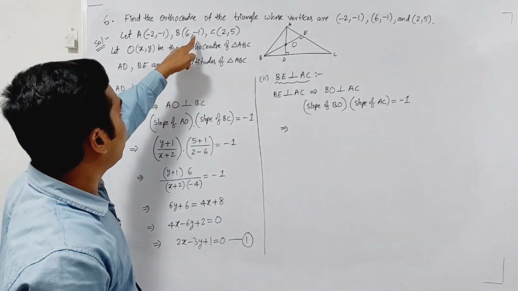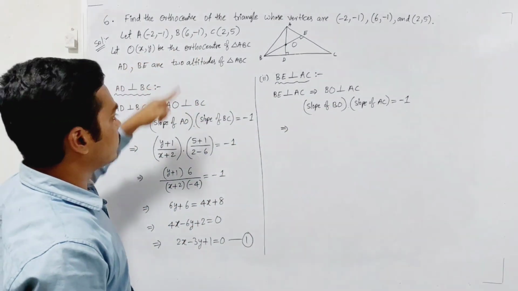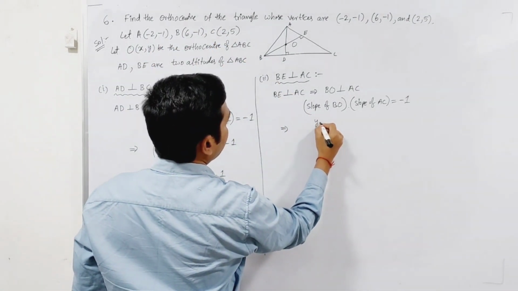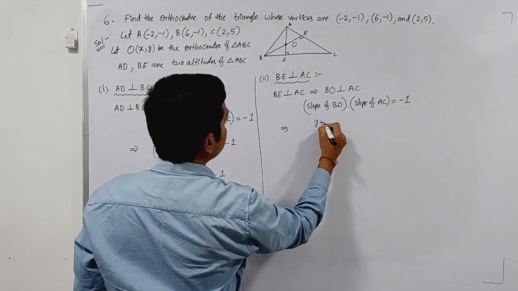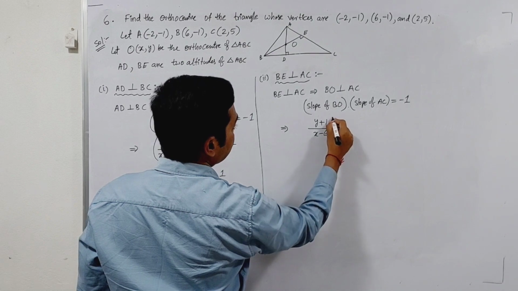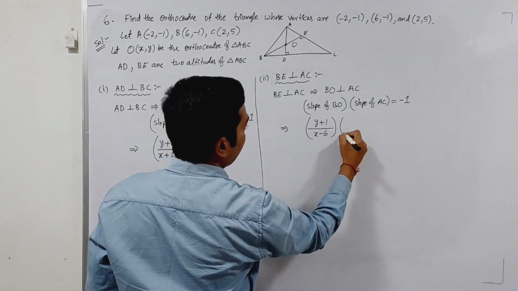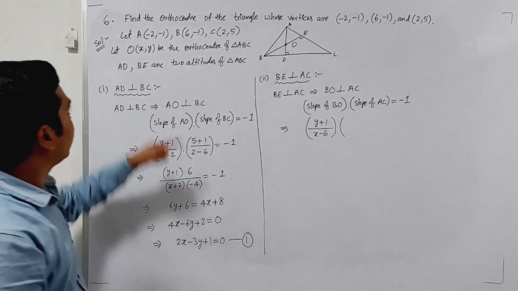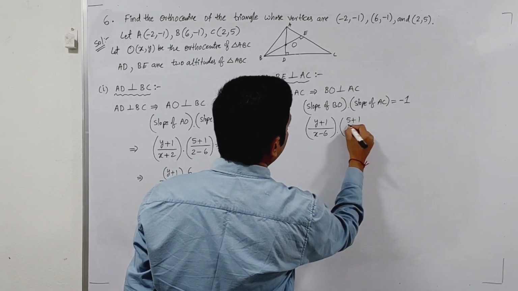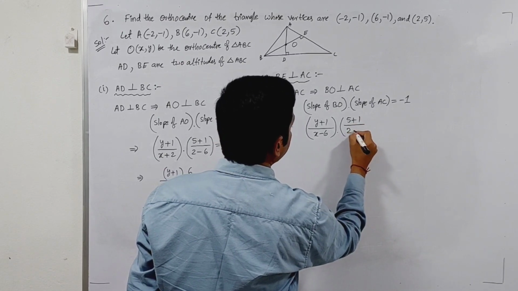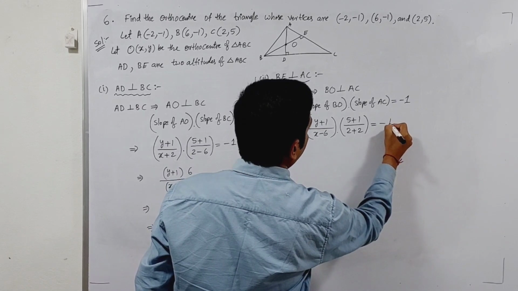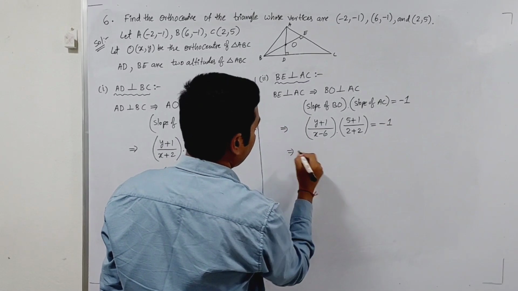What is the slope of BO? B is 6 comma minus 1, O is x comma y. So slope of BO, y2 minus y1, y minus of minus 1, plus 1, by x2 minus x1, that is x minus 6. This is the slope of BO. And slope of AC, A and C, y2 minus y1, 5 minus of minus 1 plus 1 by x2 minus x1, 2 minus of minus 2, that is plus 2, equal to how much? Minus 1. Now simplify this one.